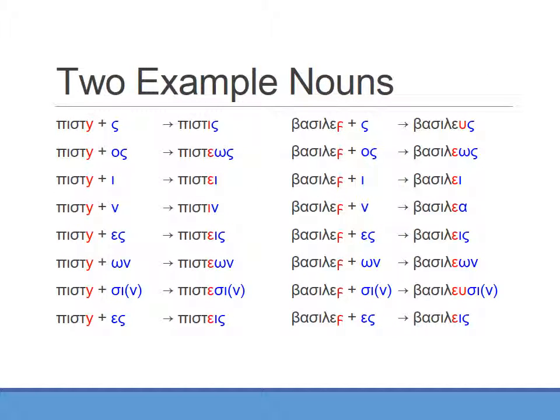Two of the words that are affected are pistis, meaning faith, and basileus, meaning king. We're not expecting you to try to memorize this paradigm, but it does provide an opportunity to discuss a few things. Pistis used to end in consonantal iota. In our paradigm, we've represented that consonantal iota using the Latin letter Y. So on the left-hand side, you can see the actual noun stem for pistis with the consonantal iota represented.